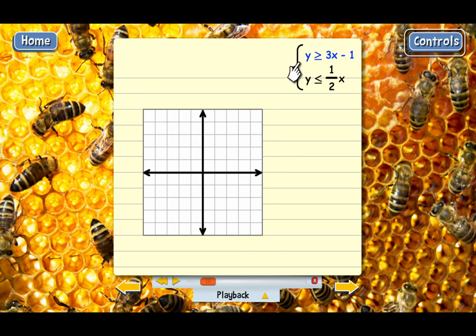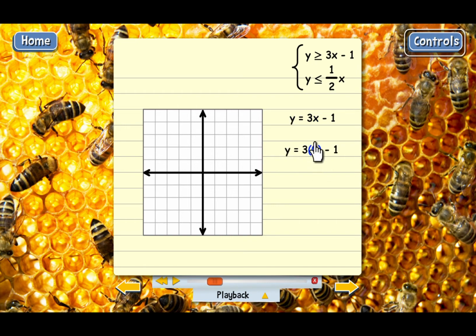To graph this inequality, we're going to start by graphing the line y equals 3x minus 1. The easiest way to graph a line like this is to find 2 points that are located on the line and then just connect them. So let's start by plugging in 0 and 1 for the values for x and then solve for y so that we can come up with 2 points that are located on this line.